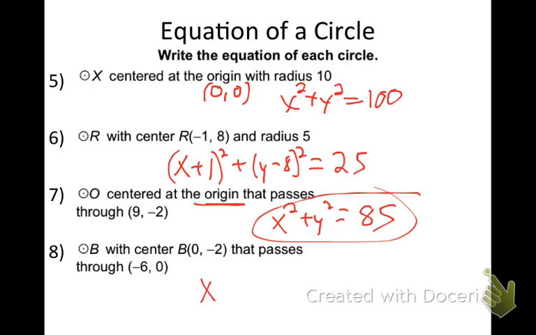x squared plus (y plus 2) squared equals 40. Good work. Because when you do the distance formula, you end up getting the square root of 40, and again, the square root of 40 squared is 40, so plug that in and you get 40. Nice work. All right, so there are the equations of the circle.